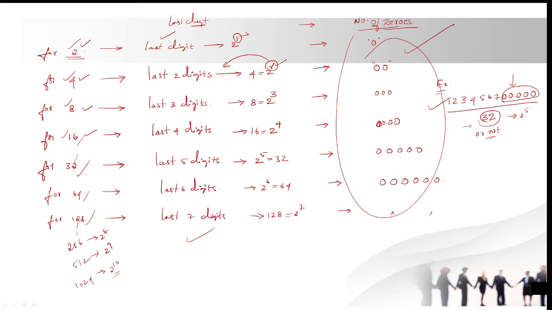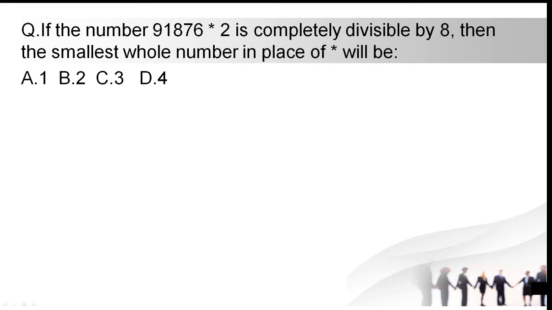Okay, so right. Now, based on the topics we discussed up to now, I have given a question. If the number 91876 star 2 is completely divisible by 8, then what is the smallest whole number in the place of star? What is the rule for 8 actually? Just now we discussed how many digits we need to check? The last 3 digits. Okay, so that is 6 dash 2. We have 4 options, right? I'm taking 4 chances.